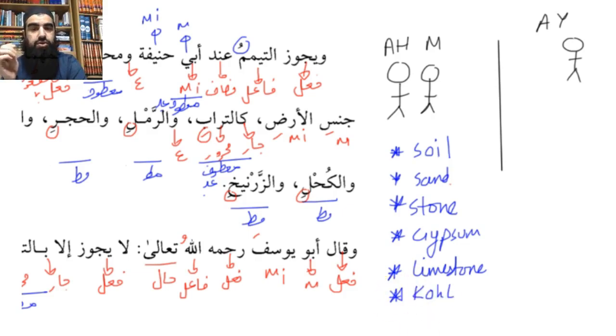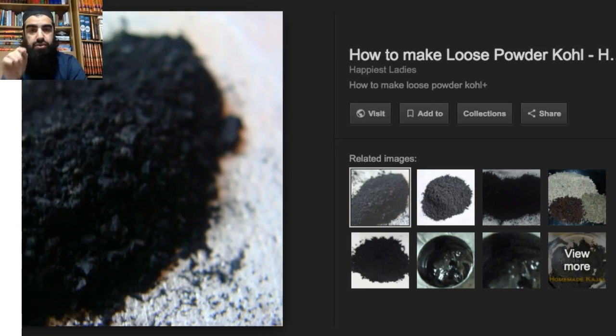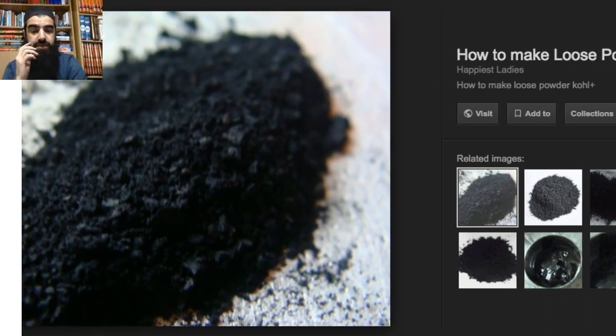Okay, another one, you can use kuhul as well. So let me show you an image of kuhul. This is kuhul, powdered kuhul. You can actually Google it. Some people have that little pot, and you can use that. I wouldn't advise taking that pot and doing tayammum one day. You might blacken all your face, but it's from the earth, so it's permissible.